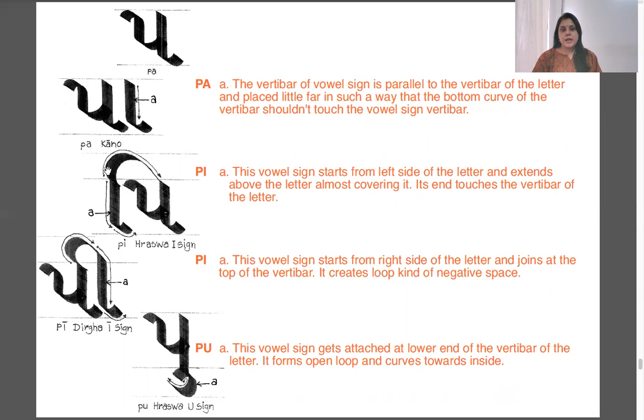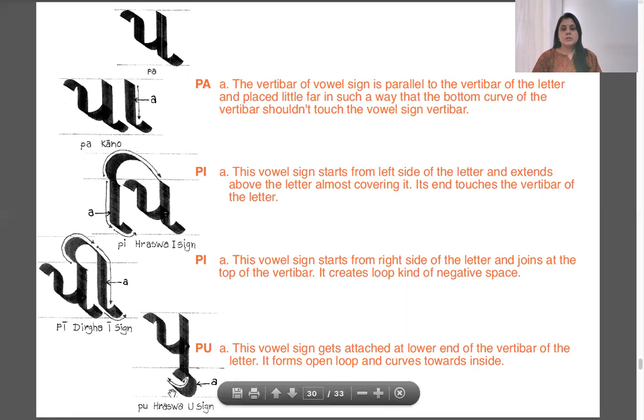This is Harswa I sign. This vowel sign starts from the left side of the letter and extends above the letter, almost covering it. Its end touches the vertebra of the letter. Now this is Dirgha I sign. This vowel sign starts from the right side of the letter and joins at the top of the vertebra. It creates a loop kind of negative space.